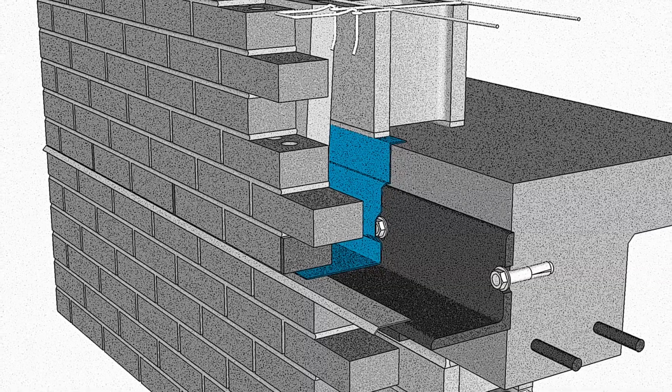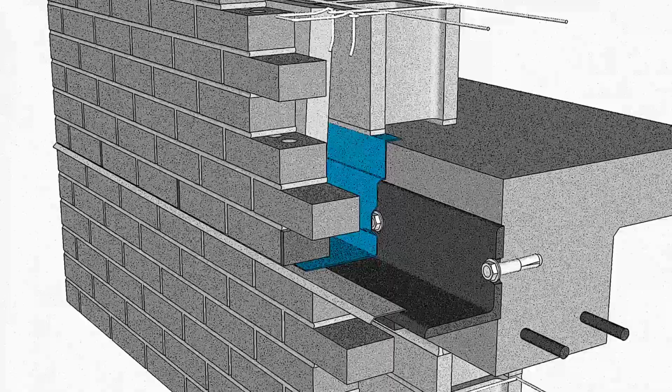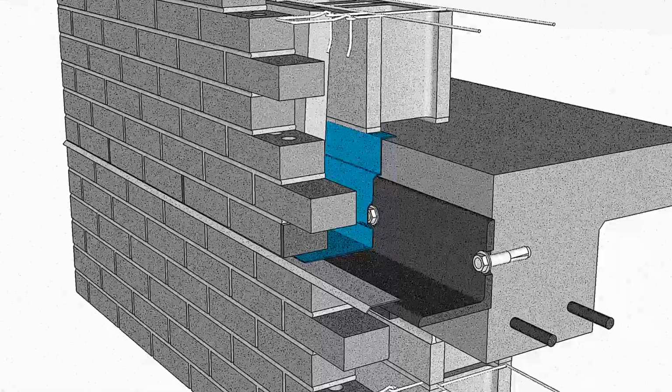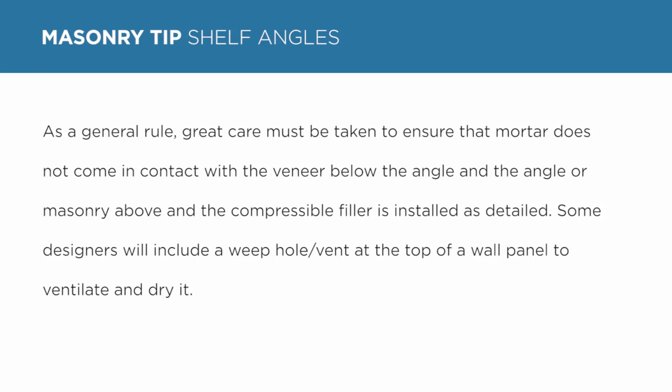Relieving angles should be treated in a similar fashion to wall base flashing, but always as detailed by the architect. Although not a focus on flashing, as a general rule, great care must be taken to ensure mortar does not come in contact with the veneer below the angle, and the compressible filler is installed as detailed. Some designers will include a weep hole vent at the top of the wall panel to ventilate and dry it.